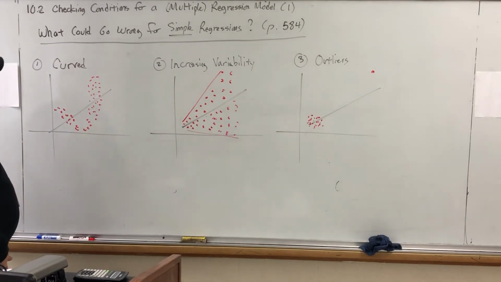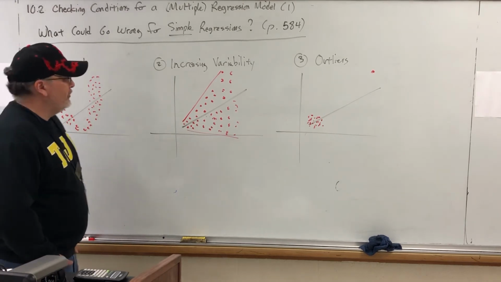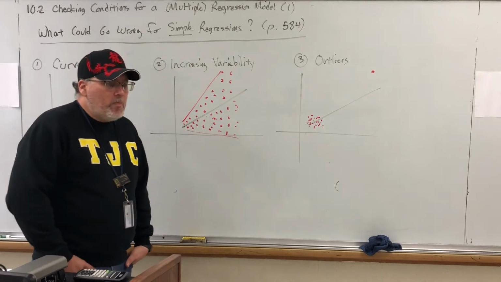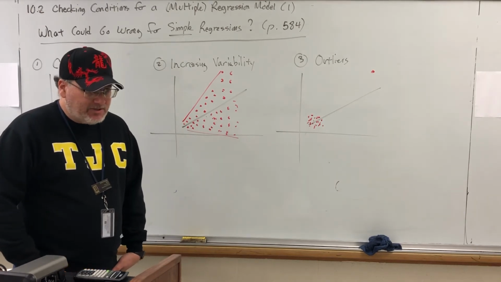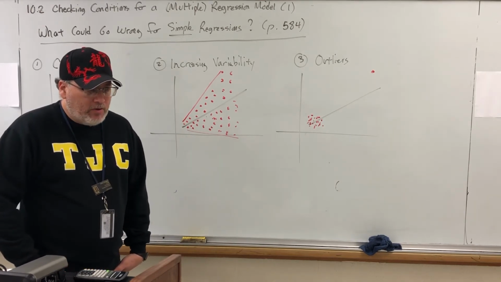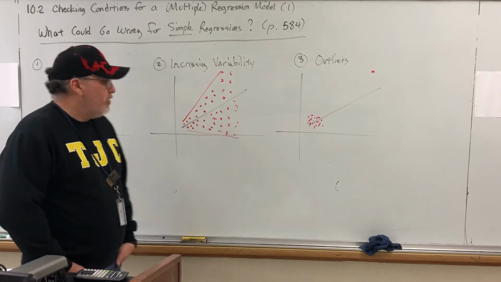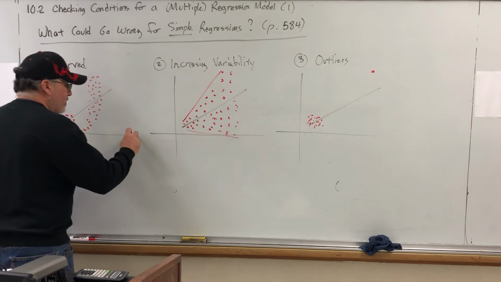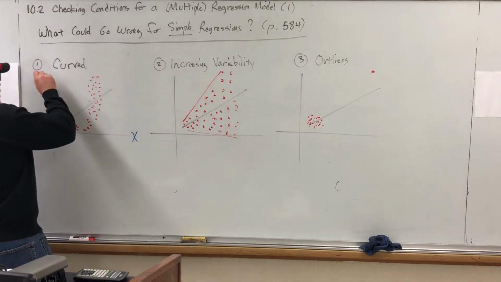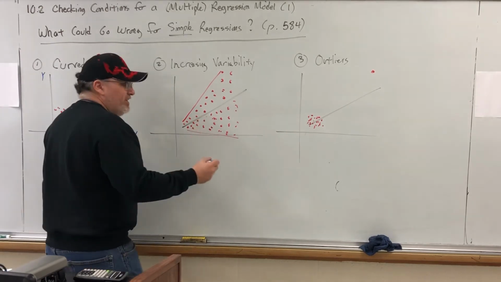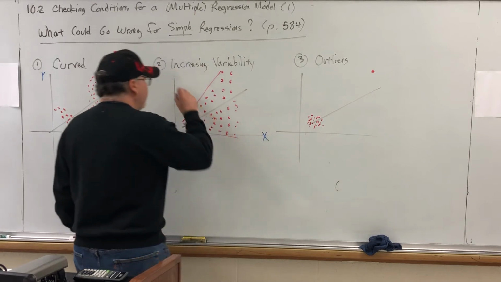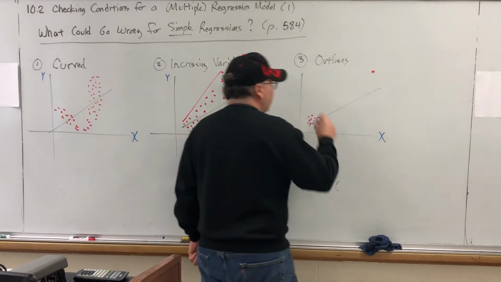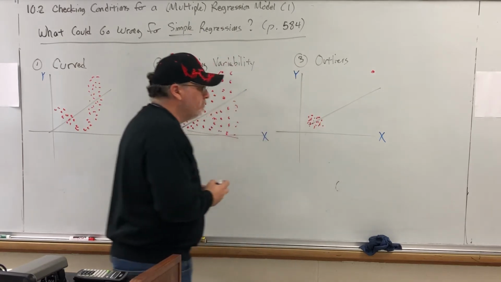So why are we reviewing this? Well, we want to answer the same question: what could go wrong for a multiple linear regression? How could we spot these things that could go wrong? Here's the problem. In a simple regression, you have one x and one y, one explanatory variable and one response variable, so you only need two axes. You need a two-dimensional picture: one dimension in the x direction, one dimension in the y direction.